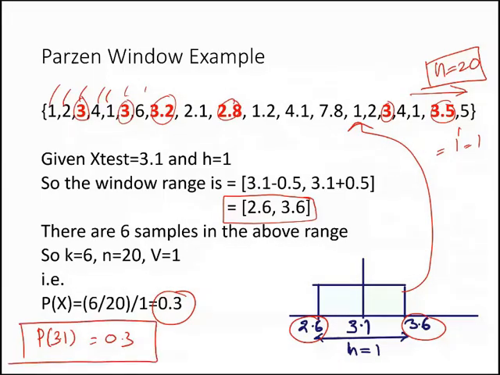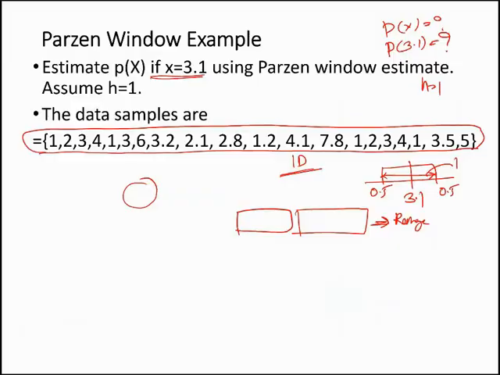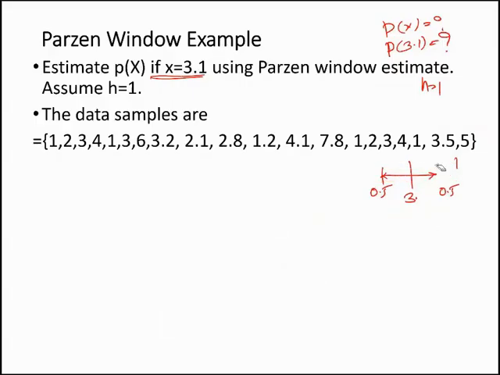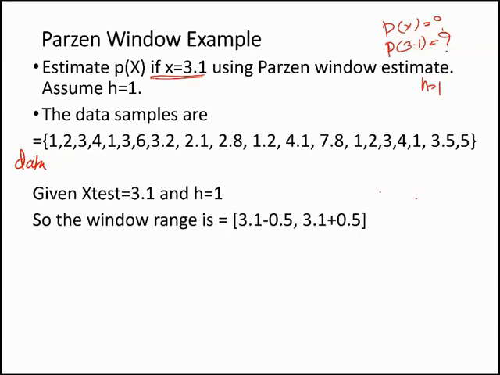So this is a simple thing. I hope you understand the procedure. Just once again, what I have done: this is the list which is given to you, this is my data. Then H is given to me, that is 1. So 3.1, H is 1. Then you take a range around this 3.1, so 3.1 minus 0.5 and 3.1 plus 0.5.